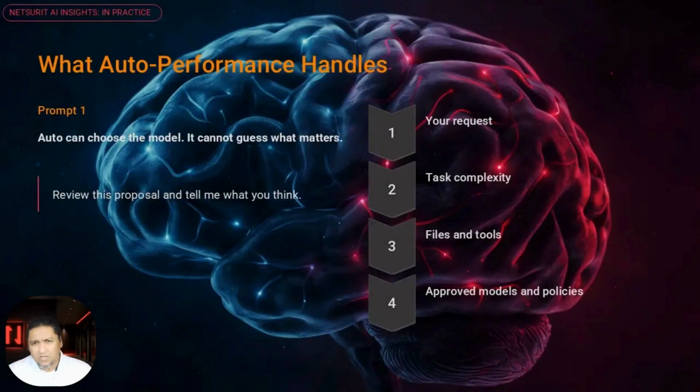Auto performance evaluates each message as it's submitted. It considers what you are asking, how complex the task appears, and whether files or tools are involved. It then routes the request with the models and policies approved by your organization. Because routing happens message by message, different requests in the same conversation may be handled differently.